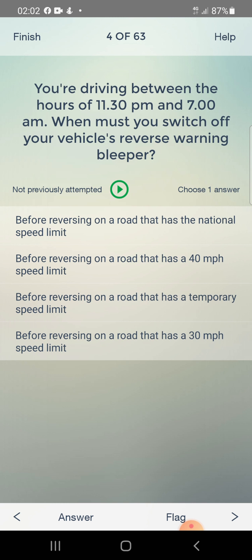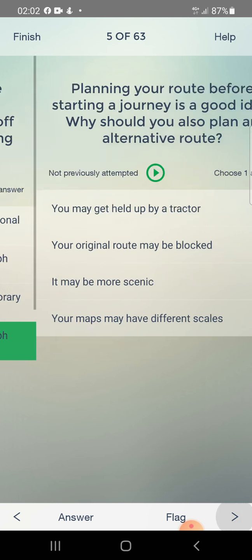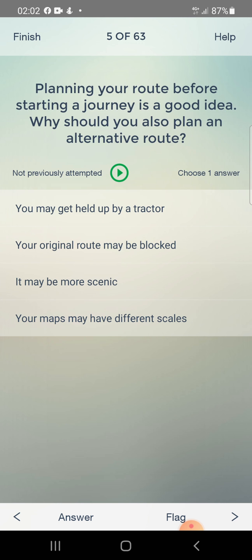Before reversing on a road that has the national speed limit. Before reversing on a road that has a 40. Before reversing on a road that has a temporary speed limit. Before reversing on a road that has 30 miles per hour speed limit. Yes, fourth. Planning your route before starting a journey is a good idea.